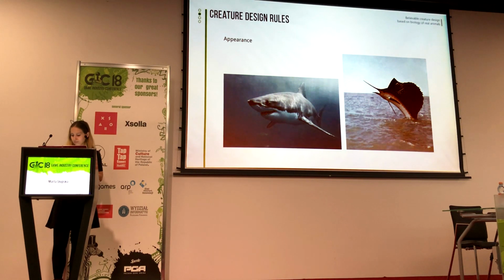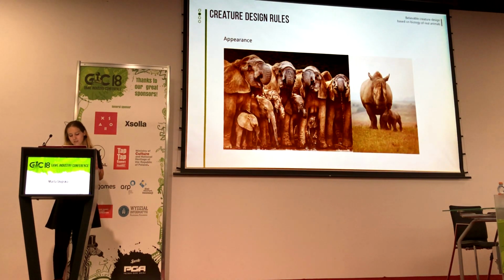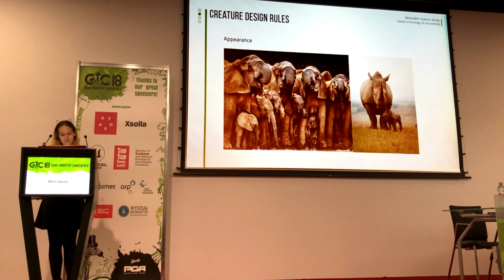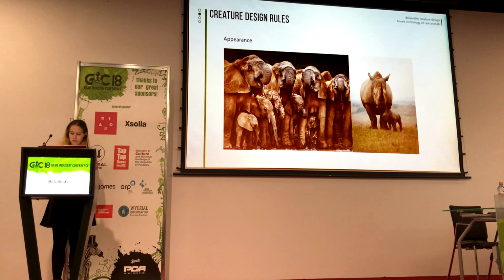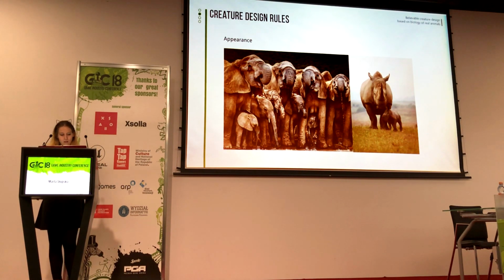Another texture is that big animals, when they are very big and have no real danger, except humans probably, are usually gray or dull in color. Because they don't need to hide, or they don't need to have very specific colors, and this color helps them to manage their body temperature.